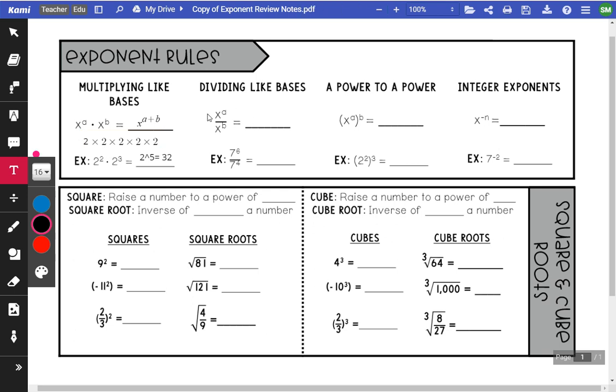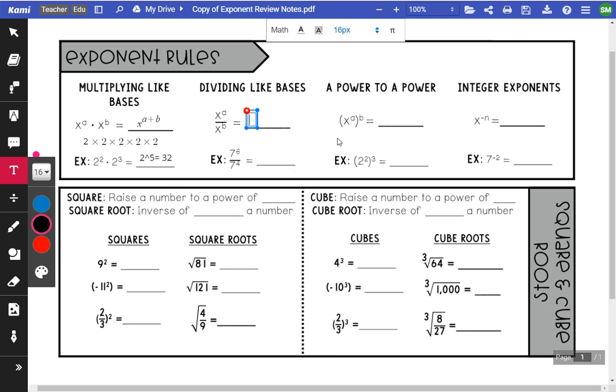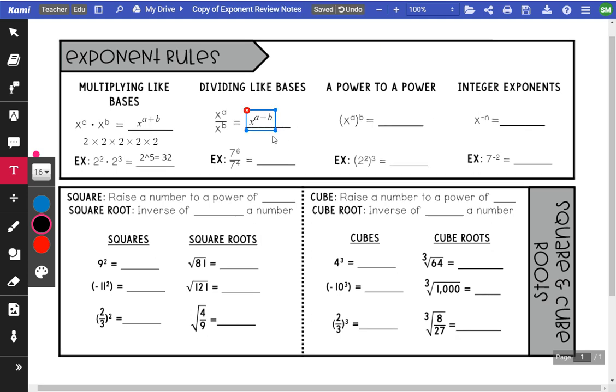Okay, so we're going to look at the same situation for x to the a over x to the b. We're dividing here. Remember that fraction bar's name is divided by. So again, with a text box, and I'm going to get the equation editor out, I'm going to do x to the a, and I'm going to subtract b. That is the shortcut rule for dividing powers with the same base. X is the base here. A and B are the exponents. You do the top exponent minus the bottom exponent.